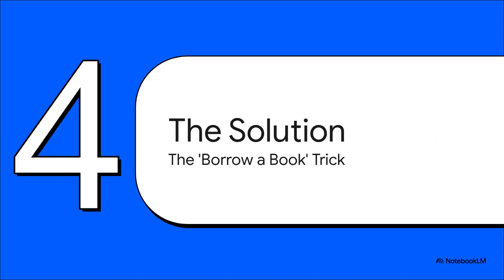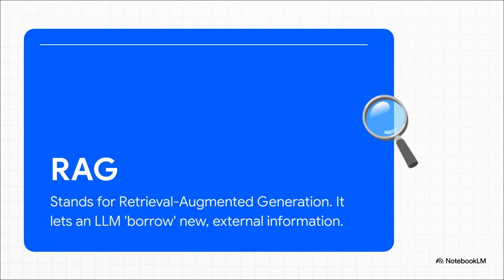So this brings up a huge question, right? How do developers fix this? They can't possibly retrain these monster models every single day. Well, it turns out they have a really clever trick up their sleeve. And that trick is called Retrieval-Augmented Generation, or RAG for short. And let me tell you, this technique is a total game changer, because it gives the AI a way to look at information that wasn't in its original training data.